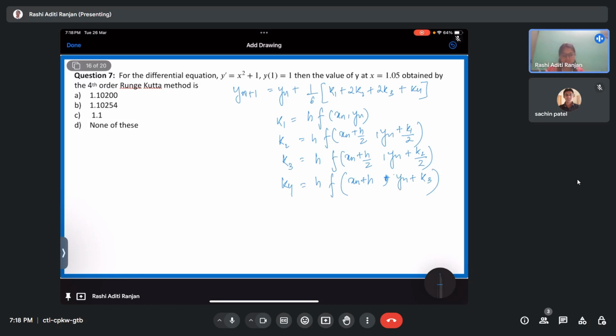Okay, so I have the function. This f function is actually y dash. My y dash is actually f. If you see these equations, I know my h. Here I know I have to find out the value at 1.05. So my h is going to be 1.05 minus 1, which is 0.05. I have h, I know my xn, I know my yn, and I can compute the values of k1, k2, k3, k4, and I just have to put it in the main equation. It's a very easy computation. Okay, so I'll just do it very fast.